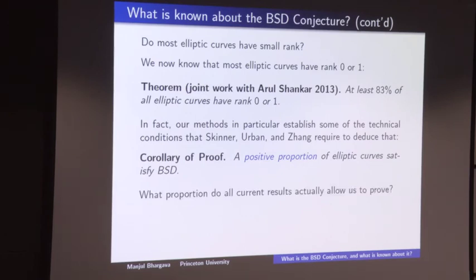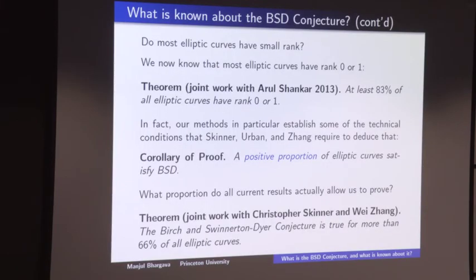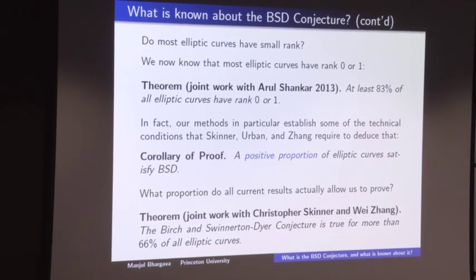And the question is, what proportion do all current results actually allow us to prove? I really like this question because we know 83% of all elliptic curves have rank 0 or 1. A way to test how technical the technical conditions are is to see what amount of these 83% of rank 0 or 1 curves satisfy all the technical conditions so that we can deduce analytic rank 0 or analytic rank 1. And the answer is that most of them do. This theorem is joint with Chris Skinner and Wei Zhang, and it says that the Birch and Swinnerton-Dyer conjecture is actually true for more than 66% of all elliptic curves. So most elliptic curves do satisfy BSD, and that's nice to know.